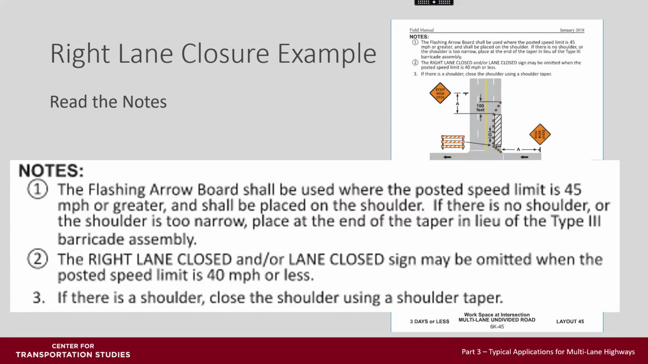If there's no shoulder or the shoulder is too narrow, place the arrow board at the end of the taper in lieu of the Type 3 barricade assembly. The right lane closed sign may be omitted when the posted speed limit is 40 miles an hour or less. If there is a shoulder, close the shoulder using a shoulder taper. Very important to read notes on all of the layouts.